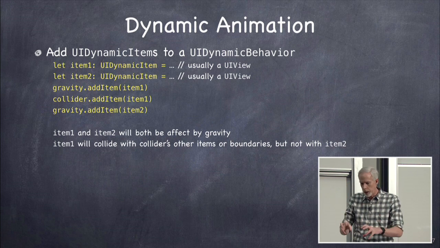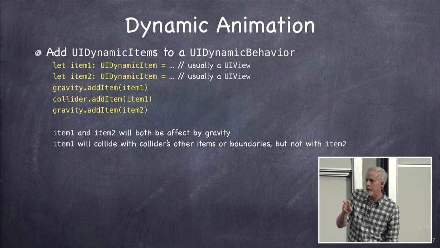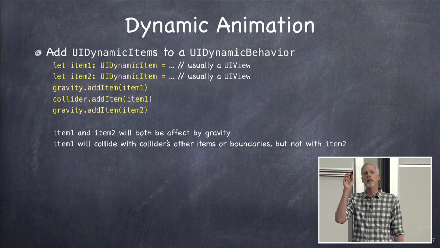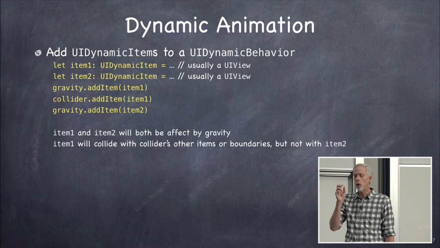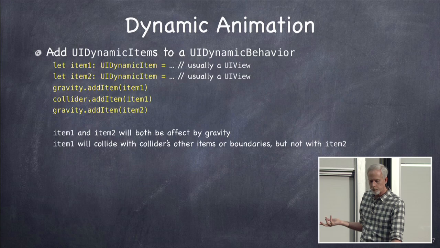Items 1 and 2 are going to accelerate down towards where the gravity is pulling them, but then item 2 is going to keep on going, and item 1 is going to bounce off the boundary, okay? So if you don't add the UI view to a certain behavior, it won't be affected by that behavior.